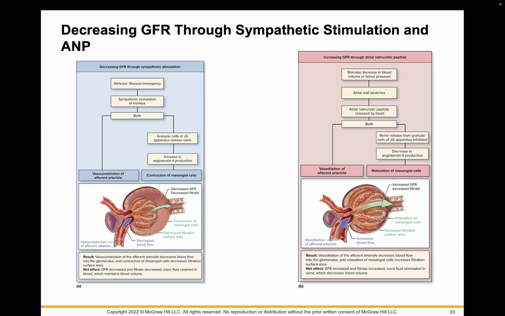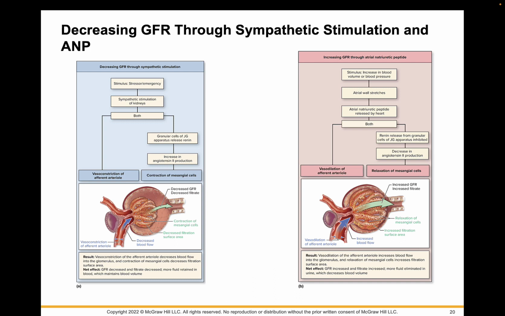Let's take a look at what happens with ANP, and remember, this is the only hormonal mechanism the body has that comes into play when there is an increase in blood pressure. Keep in mind that that increase in blood pressure is due to a very specific stimulus, and that is an increase in blood volume. So once again, the stimulus is an increase in blood volume, resulting in an increase in blood pressure. This stretches the wall of the atria, and this is where ANP is actually going to be released, hence the name. We are going to look at vasodilation of the afferent arteriole and relaxation of the mesangial cells.